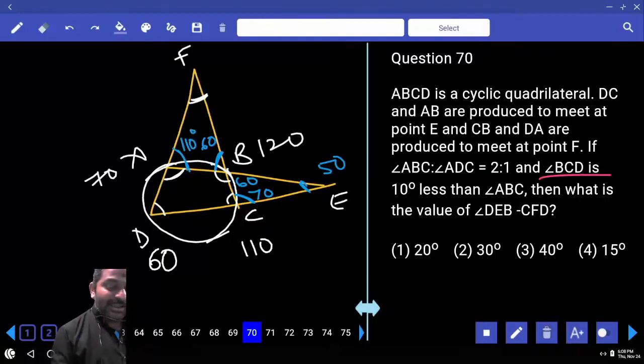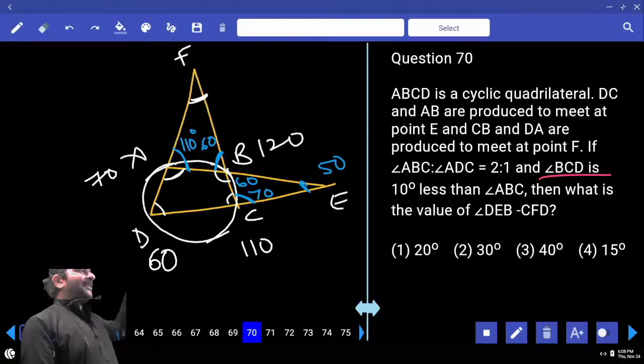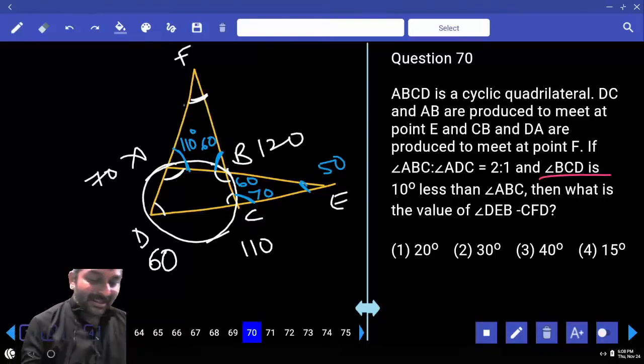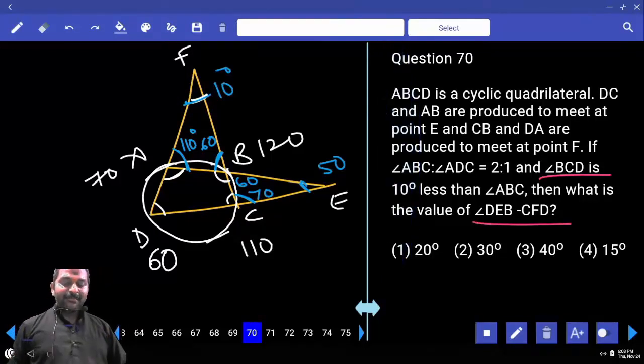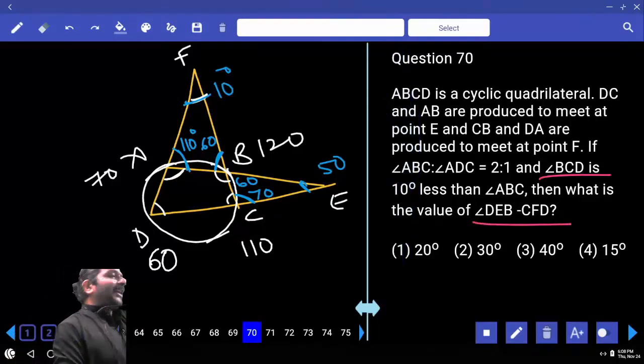So in the triangle ABF, already we have 110 plus 60, 170. Then the other angle is 10. And what is your question about? Difference only? Difference between 50 and 10. Answer 40. Over.